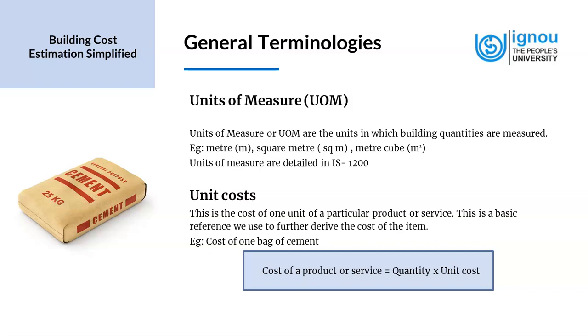Now, cost of a product or service is equal to the total quantity which we can get from the drawings, and then we multiply it with the unit cost. I repeat, cost of a product or service is equal to quantity into unit cost.